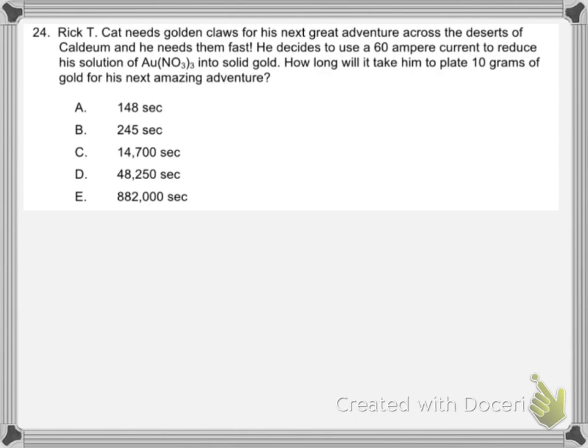Ooh, in this problem, Rick T. Cat needs to plate some gold claws. Cool. In any electroplating problem, I like to write myself 2 reminders. The first reminder is what a Faraday is. So, 1 Faraday. Remember, a Faraday is a mole of electrons. And the reason why that's important is we can relate our number of electrons to the amount of charge. It's 96,485. I'm just going to put 96,500 coulombs worth of charge. The other reminder that I like to remind myself is what are amperes? So here he has a current of 60 amperes.